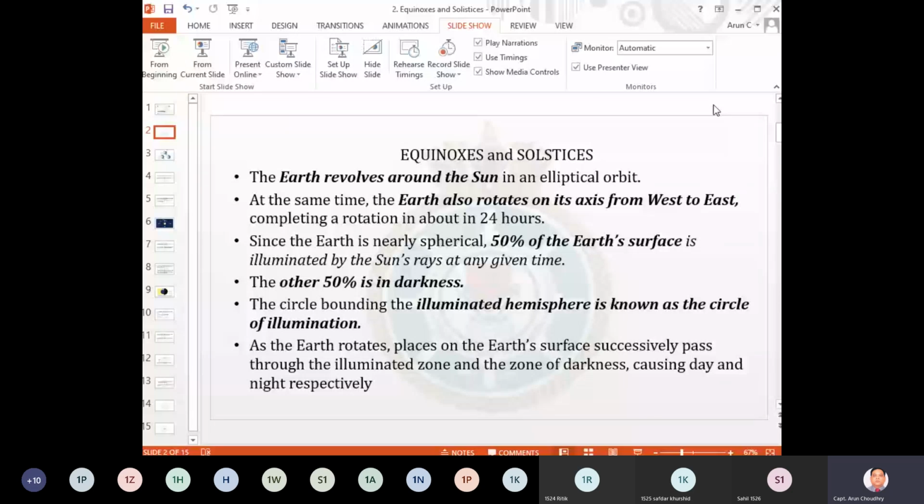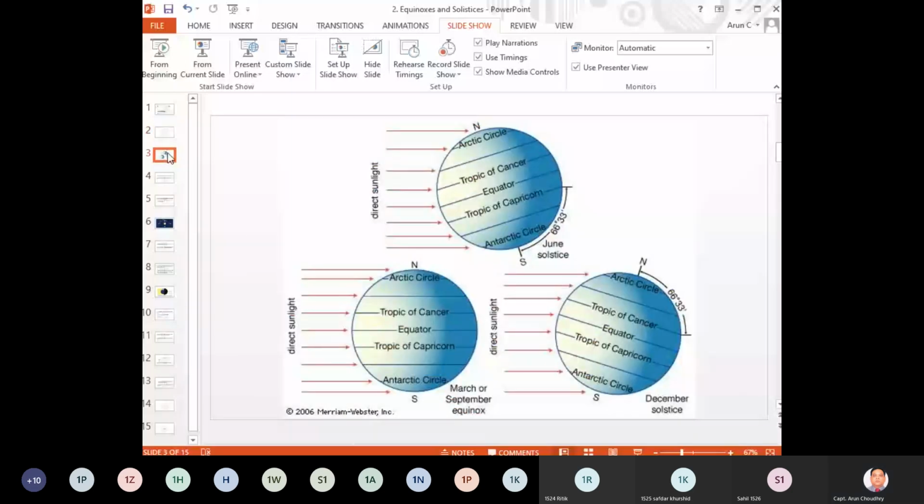Since it is spherical, only 50% is lighted and 50% is dark, the night-illuminated sphere that we did yesterday also. Okay, let's go on to the next one. This is what was shown in the movies.